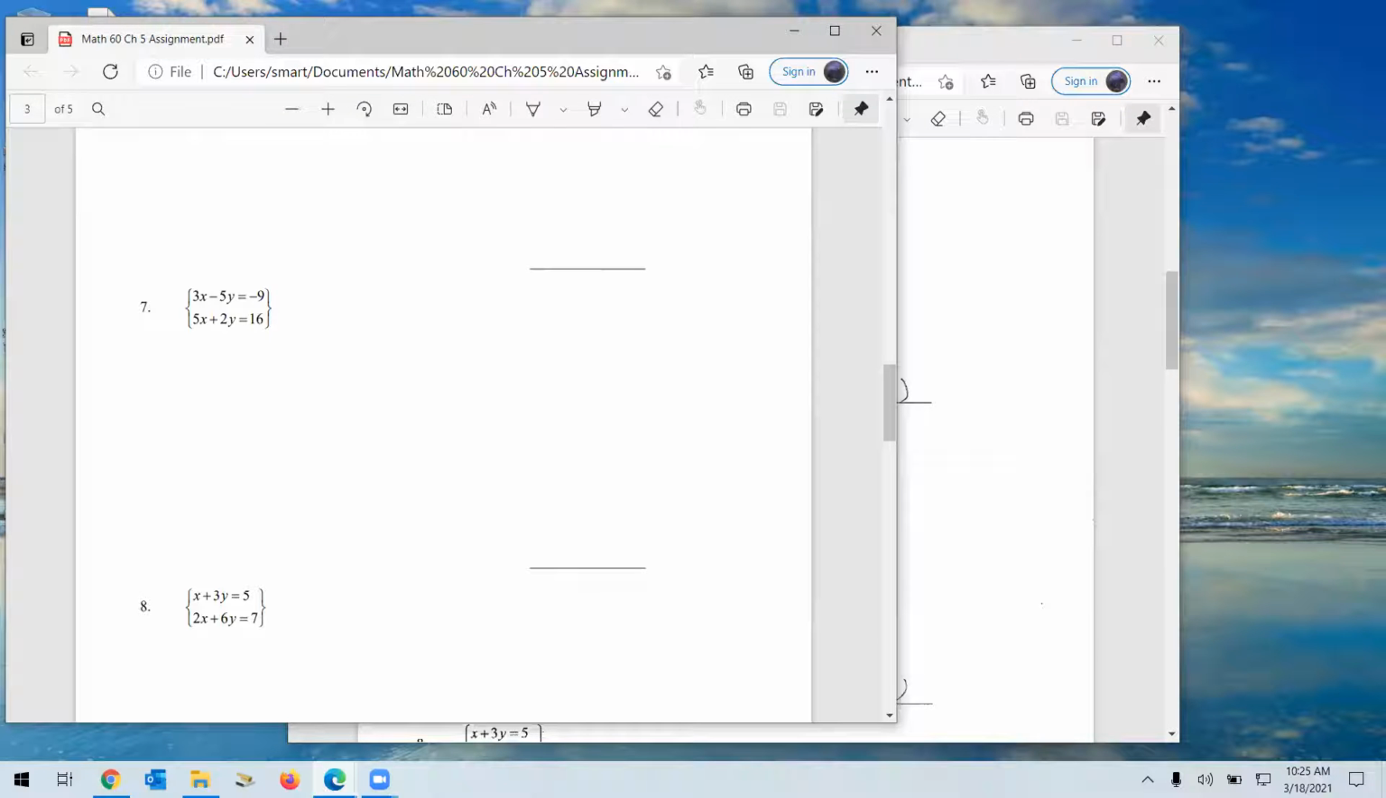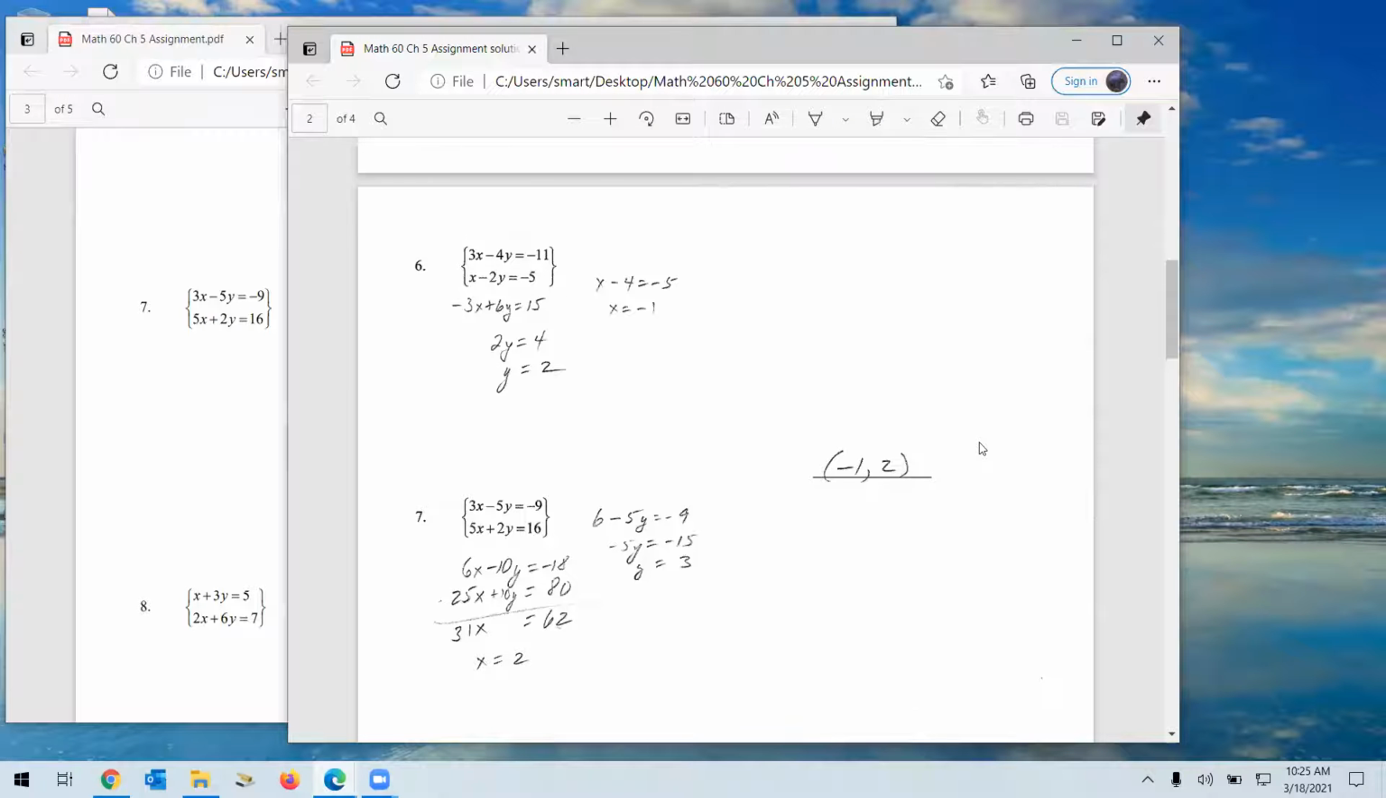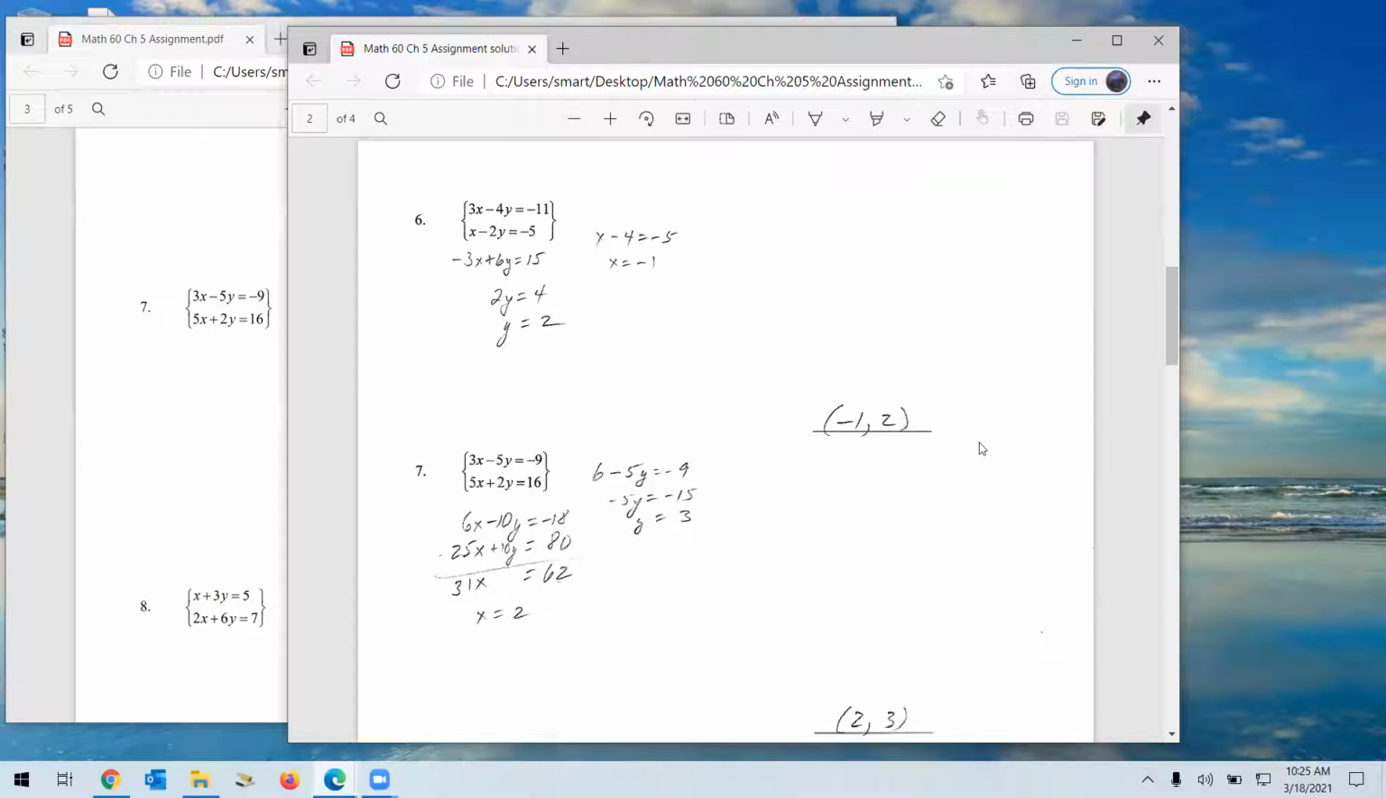Is that okay? Here goes my number 7, huh? What did I do? I chose to get the y's to be the same. I got 10s, plus and minus 10.